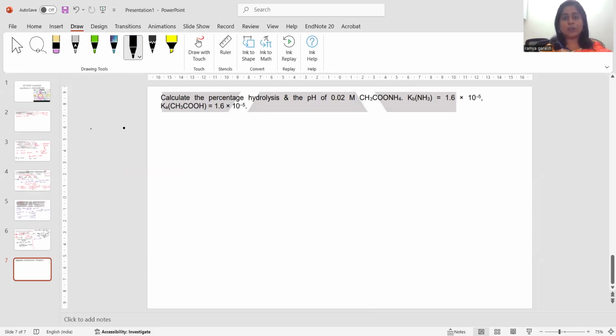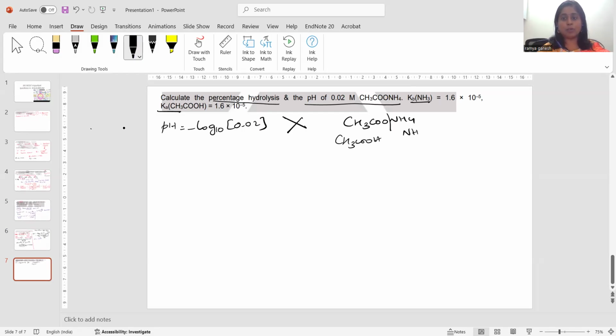Next, the last question of the day. Calculate the percentage hydrolysis and the pH of 0.02 molar ammonium acetate, Kb provided, Ka provided. Step 1: can't I do pH is equal to minus logarithm of 0.02? No, strictly not. Why? Because it is not a strong acid or a strong base. It is a salt. So let us analyze the salt. CH3COONH4. Split it up, and what you have is acetic acid and ammonium hydroxide.